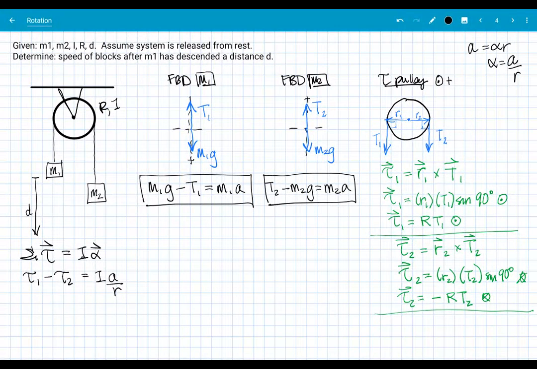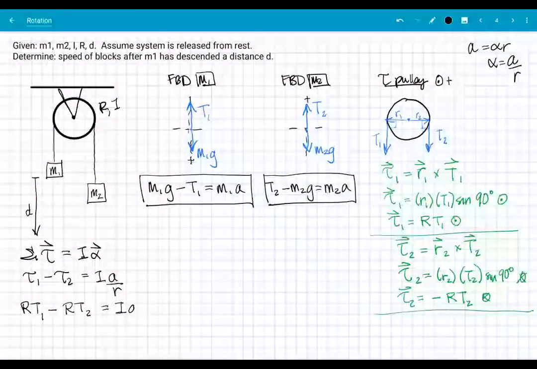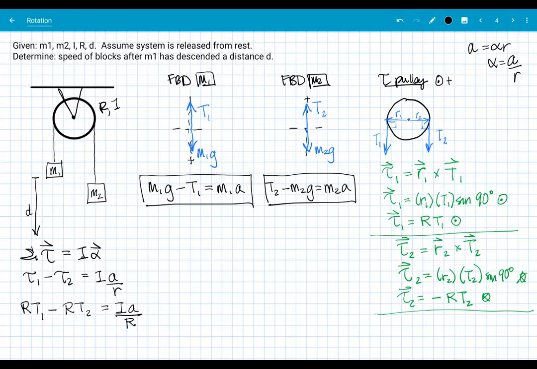So I can just write it like that. All right. So this will flesh out into a little bit more detailed equation as I sub in from what I figured out for my torques. So what this is going to look like is RT1 minus RT2 equals I a over R squared. Oh, and this is big R, this radius here, because it's given to us as a big R. So we've got to use the right notation. All right, so this is my third equation.